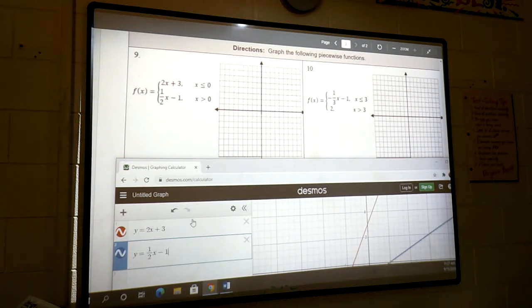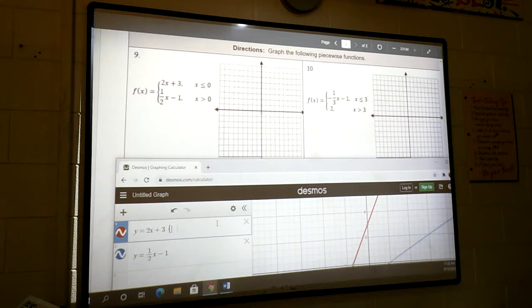There we go. Now, the problem is I need to tell it when I want it to graph 2x plus 3. I only want it to graph it when x is less than or equal to 0. And I need to tell it when I want it to graph 1/2 x minus 1. I want it to graph it when x is greater than 0. Okay? So, I'm going to make a bracket.